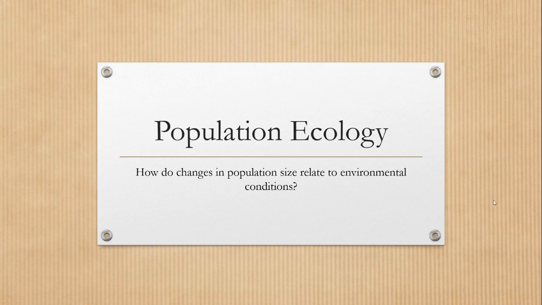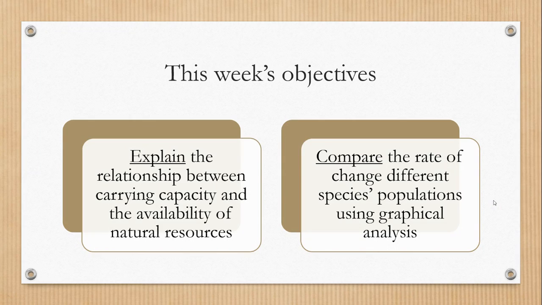We are entering a new unit regarding population ecology, and I will talk more about what that means in a moment. But basically, our big question is how do changes in population size relate to environmental conditions? Your objectives for this week are to one, explain the relationship between carrying capacity and the availability of natural resources, and two, to compare the rate of change for different species populations using graphical analysis. So we'll be working on just these two things all week long.